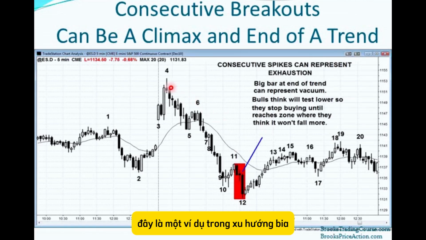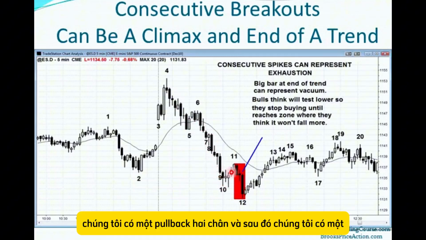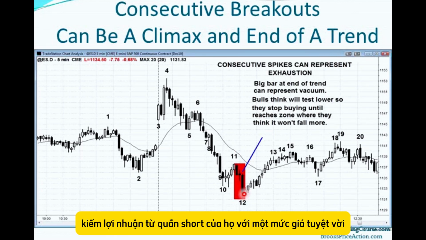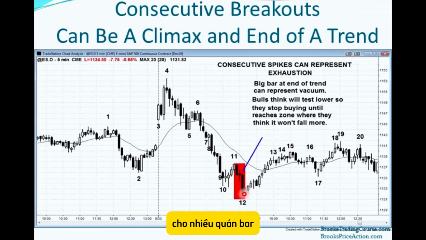Here's an example in a bear trend, consecutive bear climaxes. Each series of bear trend bars is a climax. We have a two-legged pullback, and then we have a strong bear breakout, the biggest bear bar of the entire trend. That is a red flag to traders. Bears will see it as a great gift, an opportunity to take profit on their shorts at a great price. Bulls will see it as a great opportunity to buy for a scalp. They'll assume the bears will buy back their shorts and not look to sell again for many, many bars. So it's a great buying opportunity.